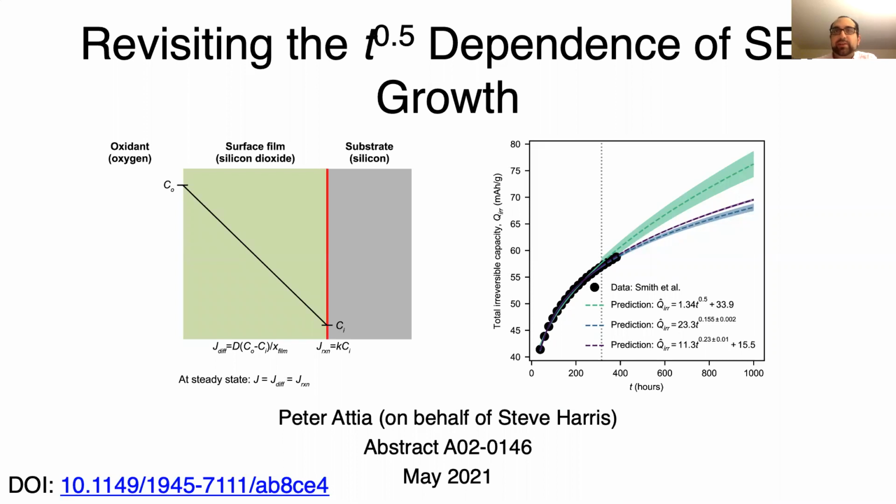My name is Peter Attia. I'm currently a data analyst at Tesla, but today I'll be presenting work unrelated to my work at Tesla. This is a talk I'm giving on behalf of Steve Harris called Revisiting the 2 to the 1/2 Dependence of SEI Growth. This work was published around a year ago. You can find the DOI link down here. And yeah, without further ado, let's get started.